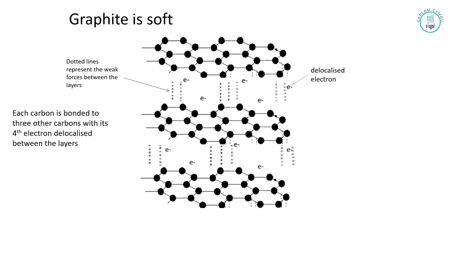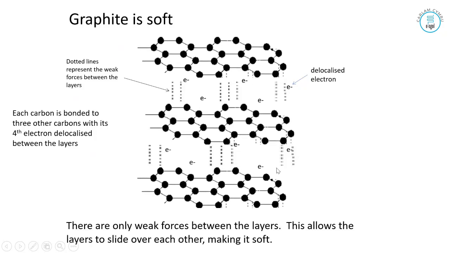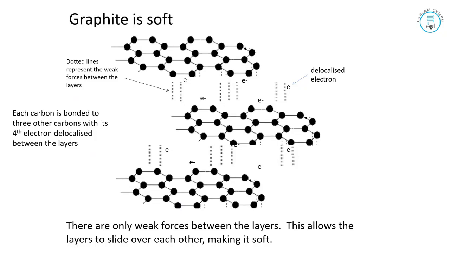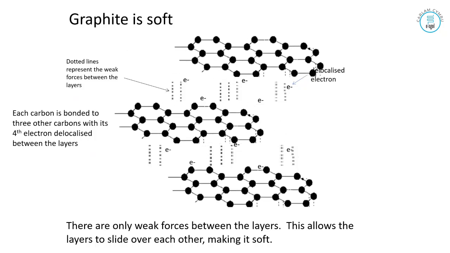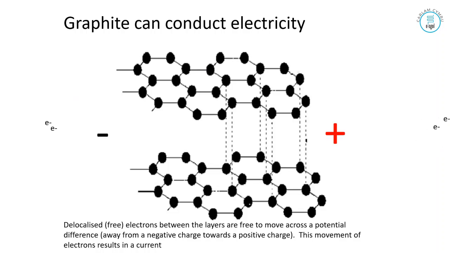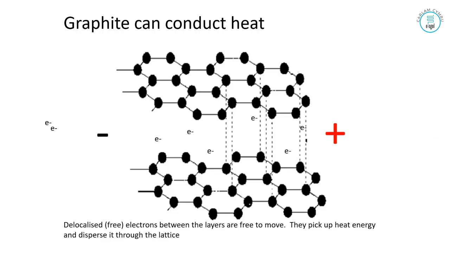Is graphite soft? And again, hopefully, you know how to describe the bonding in graphite. Carbons are bonded to only 3 other carbons with their 4th electron delocalized between the layers. Learn that, you can be asked it. And what you're seeing here in graphite is these delocalized electrons between the layers and these weak forces. And it's those weak forces that make graphite soft because they allow the layers to slide over each other. So graphite is described as soft and slippery. And those delocalized electrons also allow graphite to conduct electricity and also conduct heat.